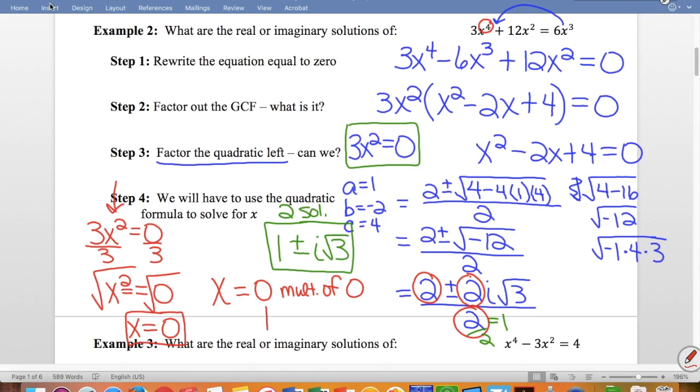I also have 1 plus or minus i square root of 3. I wrote multiplicity of 0. I'm so sorry, multiplicity of 2. 0 is a solution with a multiplicity of 2. And then my other 2 solutions are 1 plus or minus i square root of 3. If you have questions, ask. Write them down. Ask why I went from where I went.